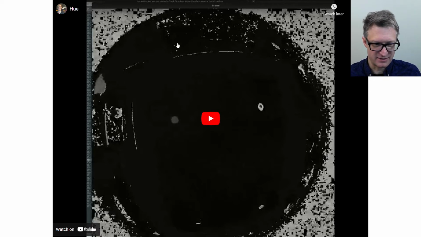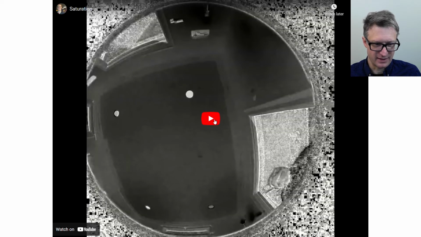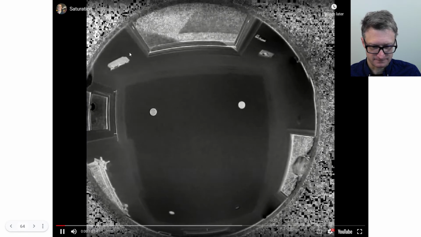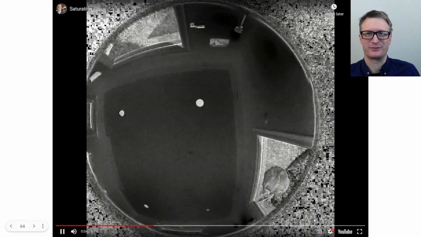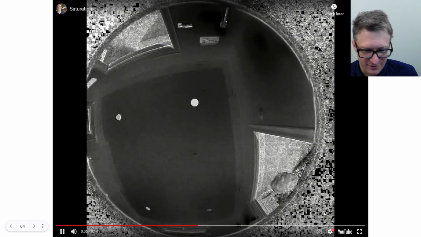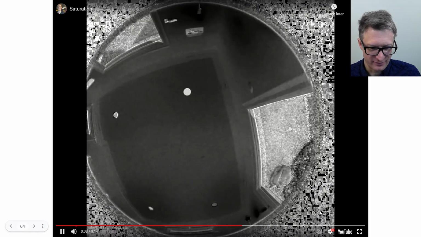Likewise with saturation, you see a ton of noise over at the edges. And I'm not sure why it's so choppy here. Probably because I was running out of space on my computer when I was trying to record this.